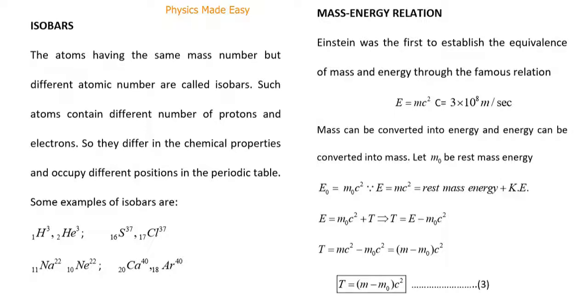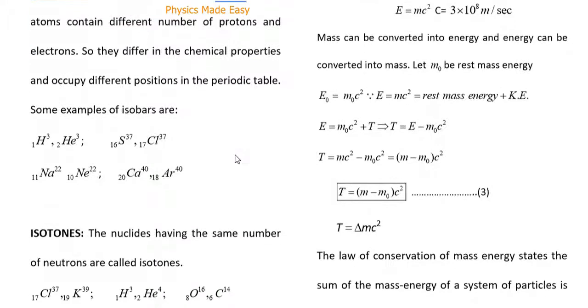Next is isobars. Isobars have the same mass number but different atomic numbers. Same A is same mass number, different atomic numbers, and hence a different number of neutrons and protons. And we have got the classical examples. They occupy different positions in the periodic table, and then we have got some examples of isobars.